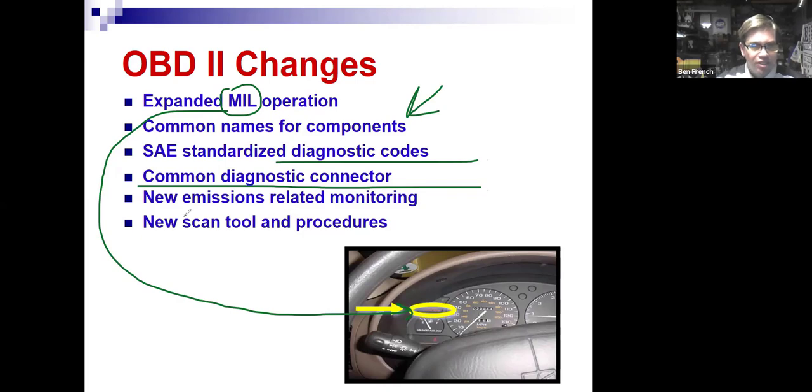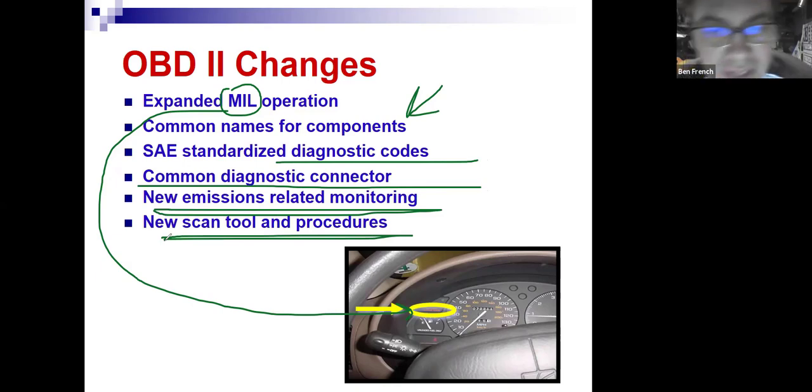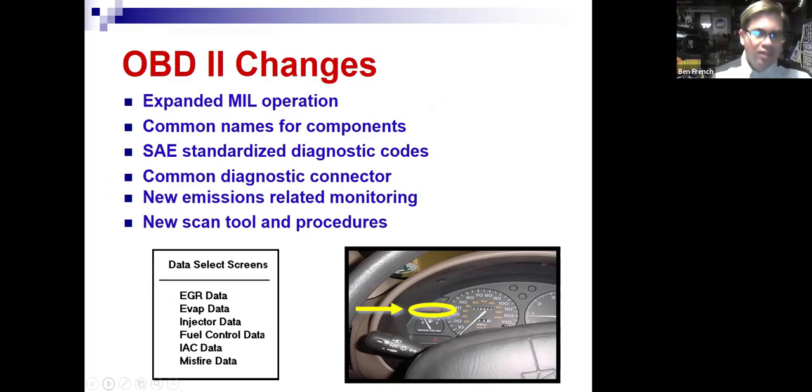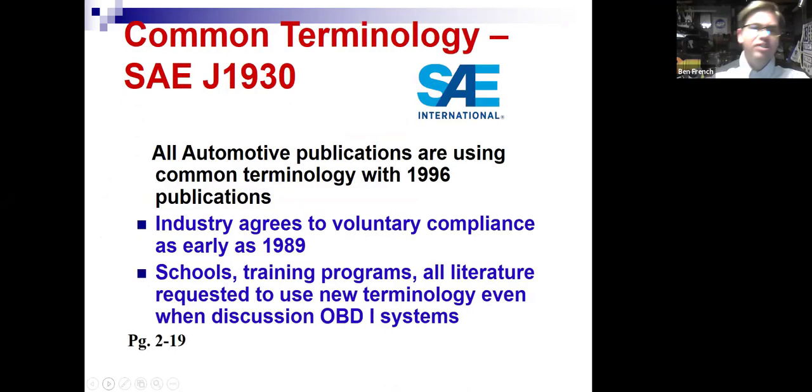But there were some challenges. I needed new emissions monitoring and stuff that I didn't have to deal with before. And it required most all the manufacturers to make a new scan tool to work on their cars and develop procedures using that scan tool. So no longer could I test codes the old way. You'll see what I mean in just a minute here. So all of a sudden I had different data selection screens. I mean, on some cars, it was worlds better than what we had before.